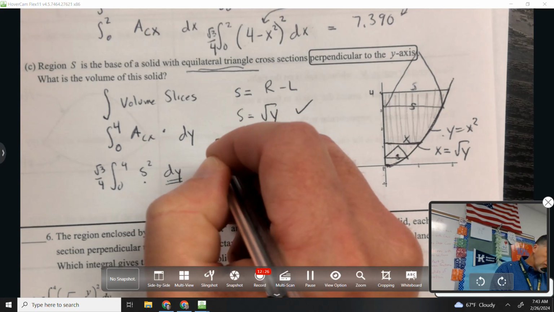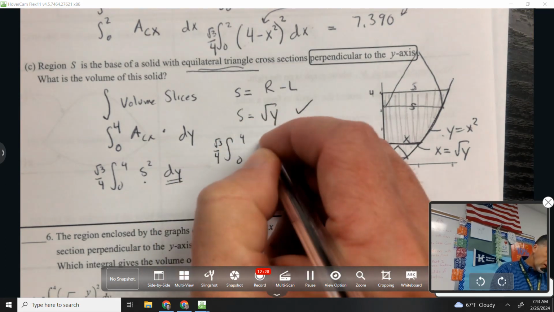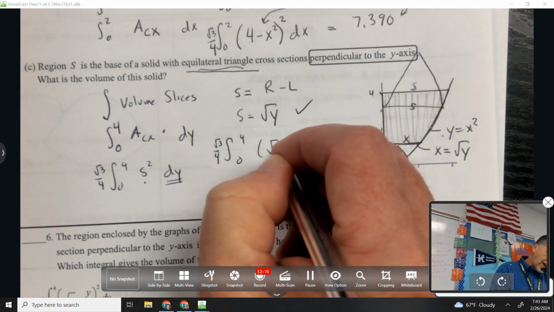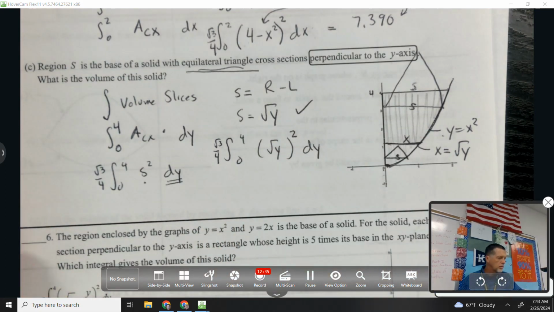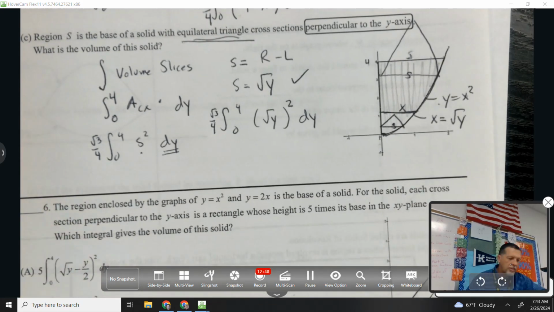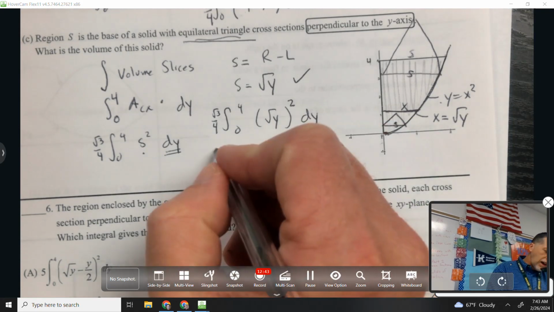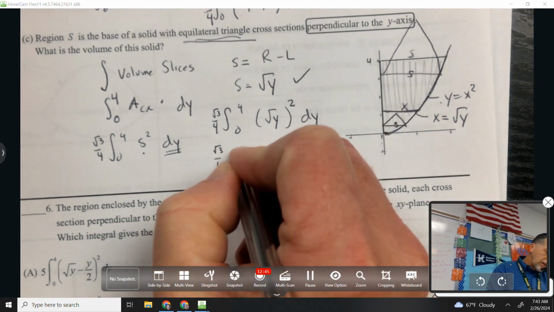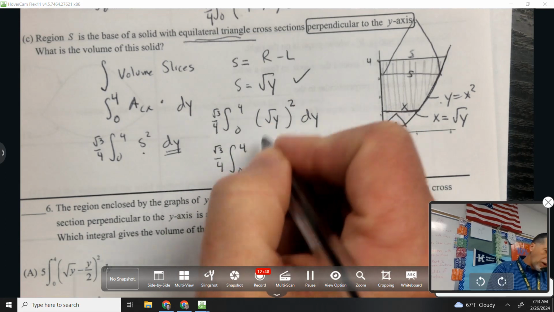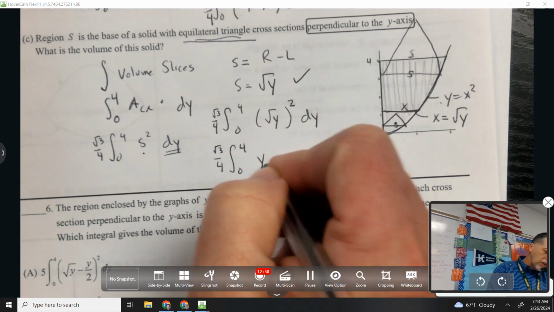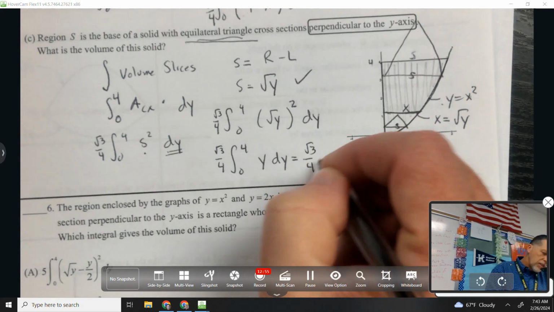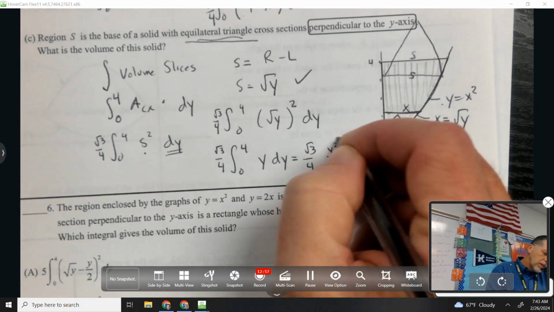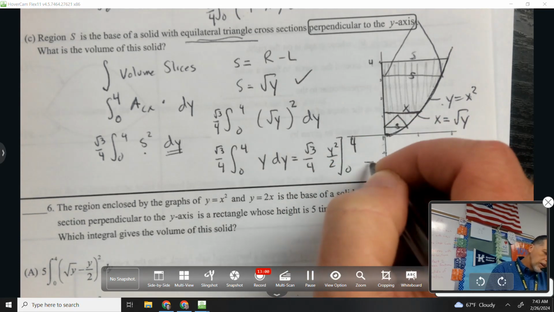So root 3 over 4 from 0 to 4 of s squared dy. And actually that's an easy one to do by hand. Even if you go to the calculator for it, it might be best to do this part by hand. Square of the square root, you just get y. So that would be y squared over 2 from 0 to 4.